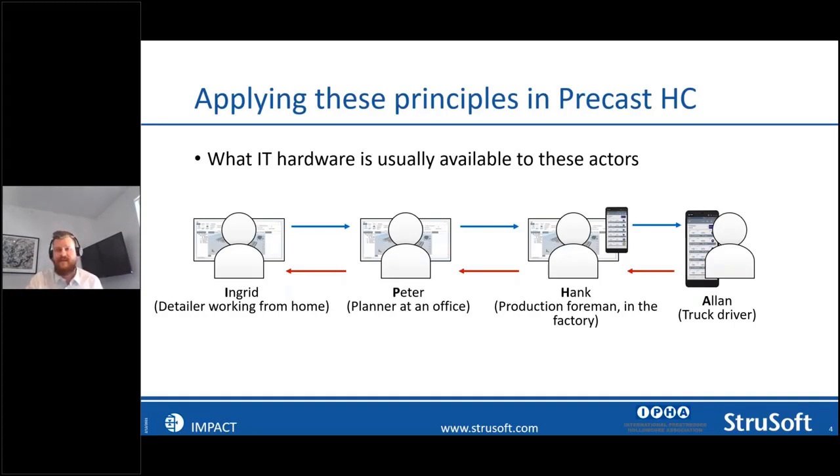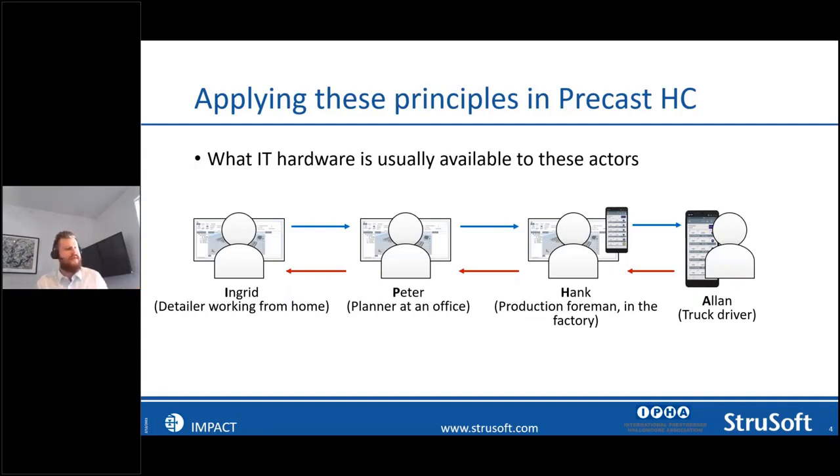Or he might be using only the phone. When we then get to Allan, he's driving around, so he's not carrying around a computer. Most of the time he isn't, at least. So the IT tools or the IT hardware that he has available for himself is basically a phone, maybe a tablet or an iPad or something like that, if he is really sophisticated. But basically that's the tools that we'll be using in the example as well.